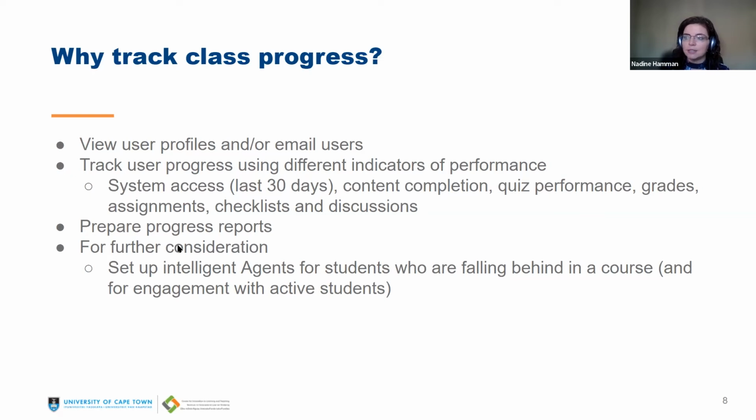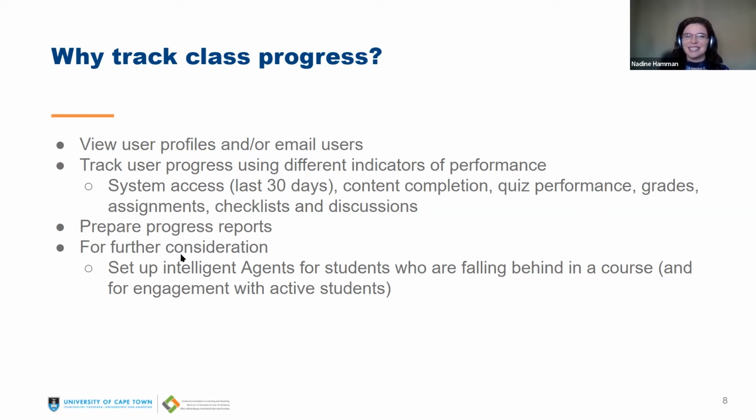I've listed them here for you, the different indicators of performance. The first one is system access. That's literally, have they opened Brightspace within the last 30 days? So that's a very high level type of indication. Logins could be one. Content completion: how far have they progressed through the modules or the units that you have set up?